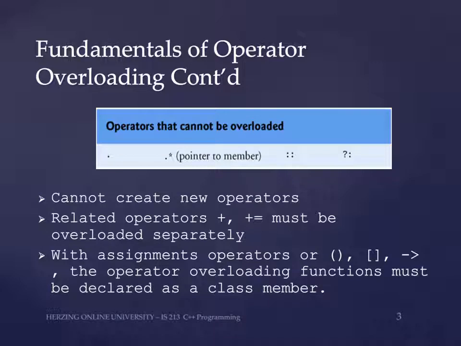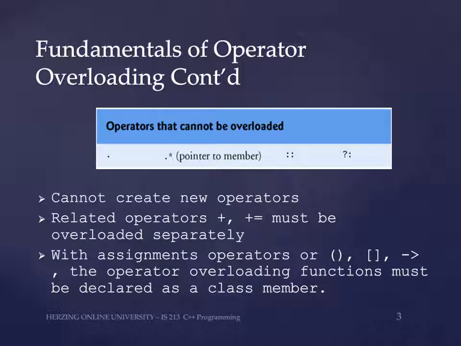The operators that cannot be overloaded are listed on slide 3. You cannot create new operators, only existing operators can be overloaded. The meaning of how an operator works on values of fundamental types cannot be changed by operator overloading. For example, you cannot make the plus sign operator subtract 2 ints. Operator overloading works only with objects of user-defined types or with a mixture of an object of a user-defined type and an object of a fundamental type.